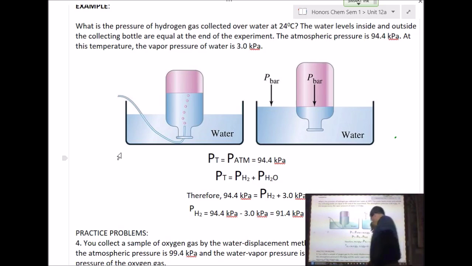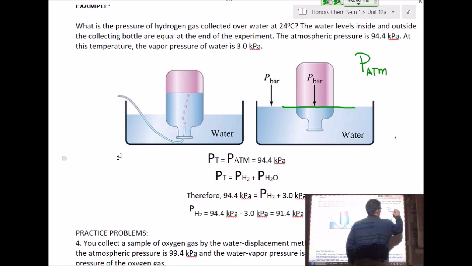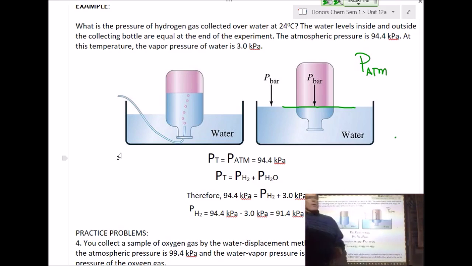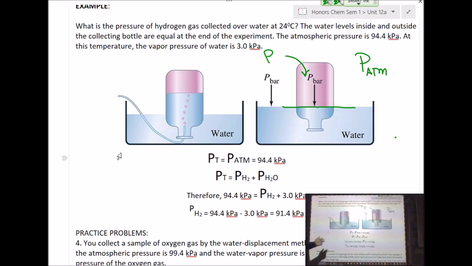The most important part is when the level inside and the level outside are the same. Anybody tell me why that's important? Okay. Here's why. If we know what the atmospheric pressure is outside the bottle and the level inside and outside are the same, what can we say about the pressure inside? It's exactly the same. Okay. That we know for sure. If the level is not the same inside and out, it's difficult to calculate that. And we won't do those types of calculations in here or in AP.